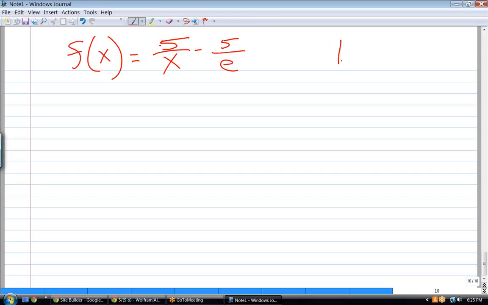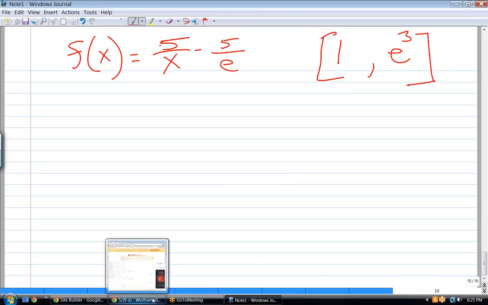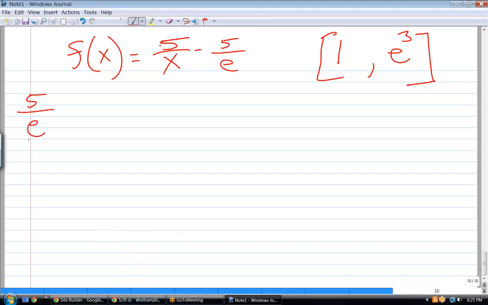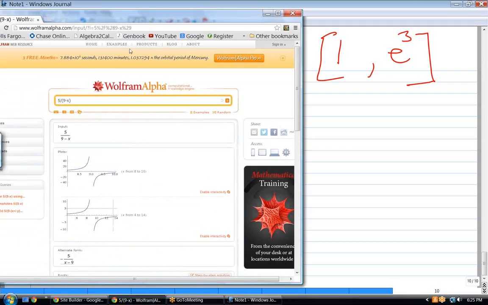So we're going from 1 to e to the third? Yes. So this is the function. F of x is 5 over x minus 5 over e? Yeah. Okay. And the answer. Yeah, let's look at it first. All right. 5 over e plus 5e squared minus 15. Okay. Let's first of all graph that on Wolfram Alpha.